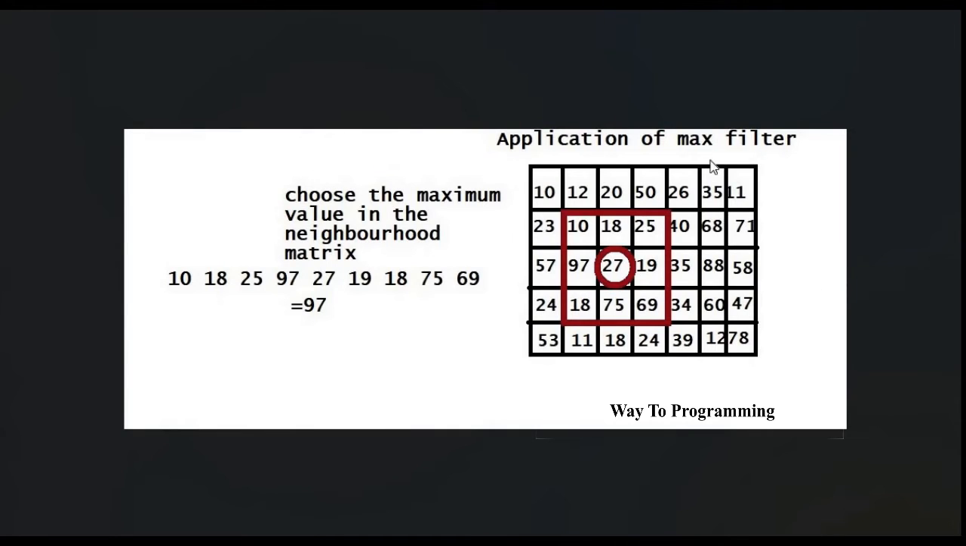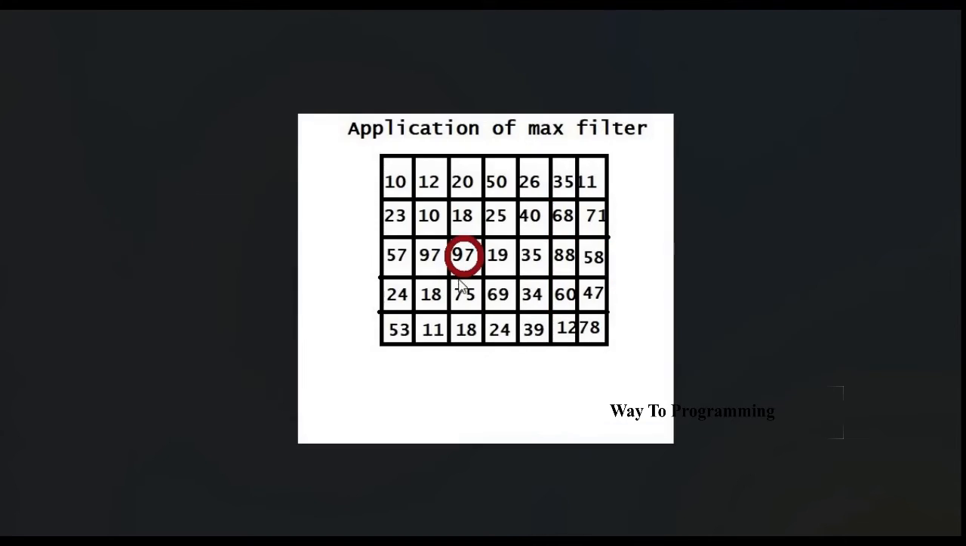Similarly, if you're using the max filter, I'm going to apply this filter on this same value. You're going to choose the largest, maximum value. Again, the neighborhood matrix will remain the same, and the maximum value that we can have here is 97 among all these values. So we'll replace 27 with 97, and this is the final, resultant matrix.